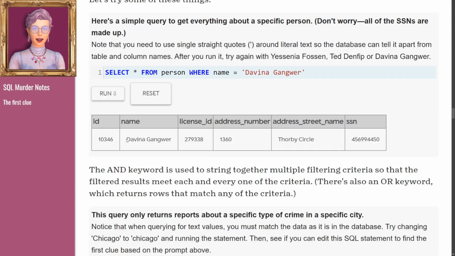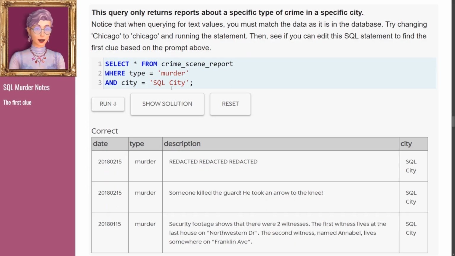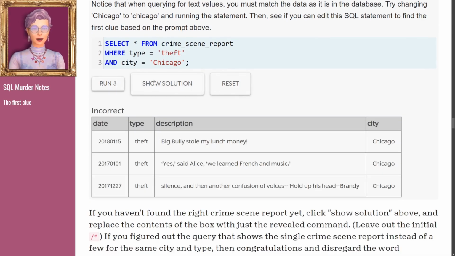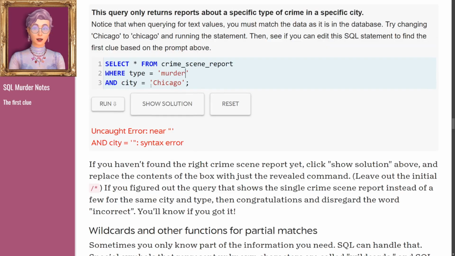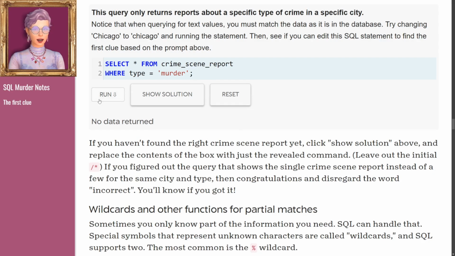But here we can select people by name, by ID, whatever, and get them. And then here's the first clue. I again didn't think we were actually starting yet, which is why I didn't start recording yet. But I started this, and it starts with, you can see all of the thefts in Chicago. But I was like, let's see all the murders in Chicago. Apparently there's no murders in Chicago. I guess we don't know that this is taking place in Chicago. So let's just see all the murders.